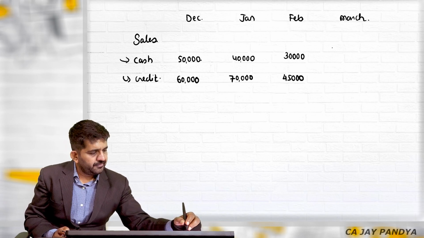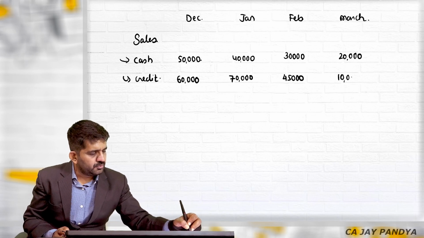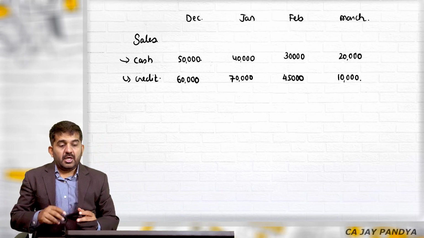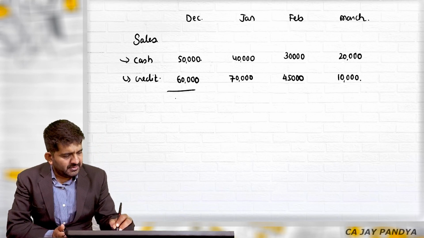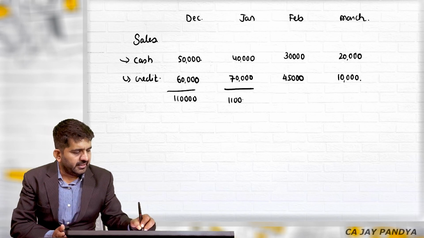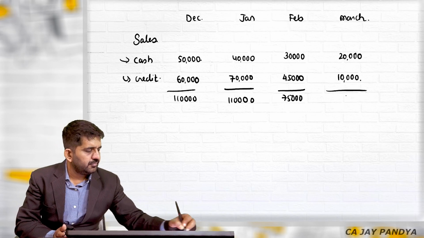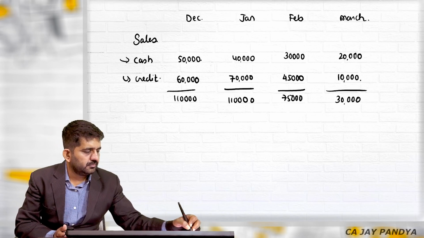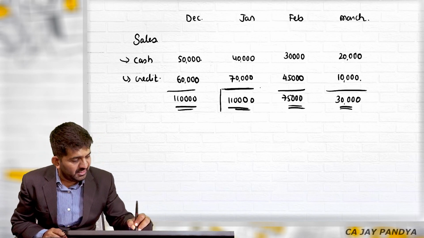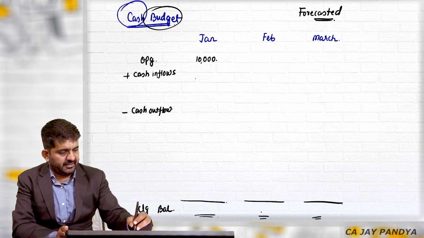In March, cash sales are 20,000 and credit sales have reduced to 10,000. What is the total sales? 1,10,000, 1,10,000, 75,000, 30,000. Should I write down this 1,10,000 as cash inflow in Jan?